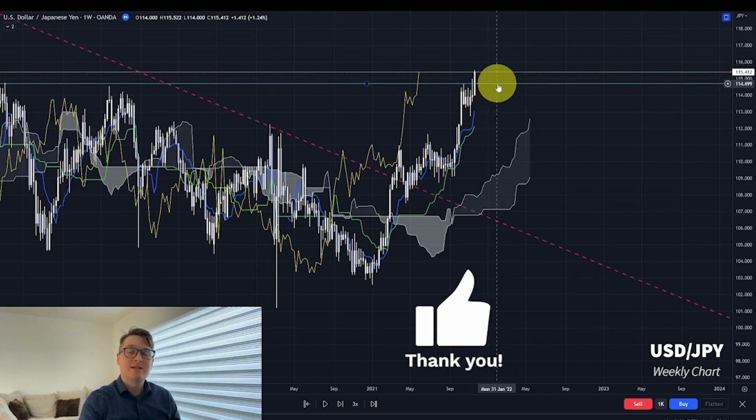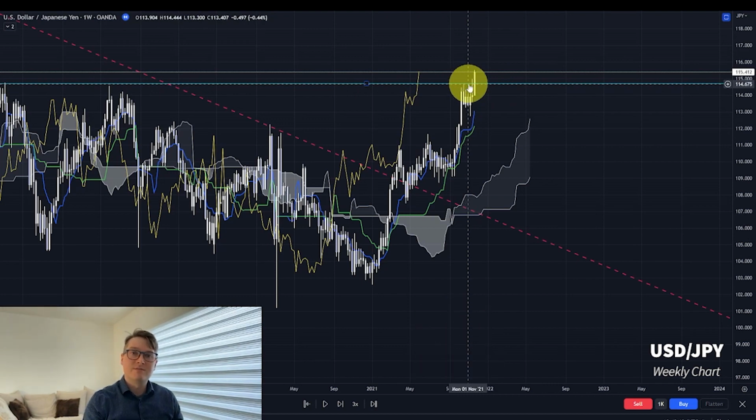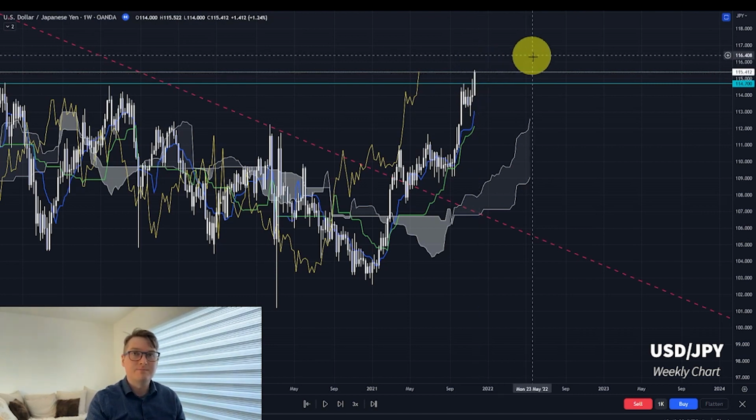And so I kind of like to think of it as this too. Once the candle closes above this resistance level, when a surfer catches a wave, they have to position themselves in the proper spot to catch the wave just at the right time, right? And so once the price closes above this resistance level, this is the perfect spot for us to catch the next leg up or the next wave. So we're gonna move in now to the daily chart, and let's see how the trend's looking on there.